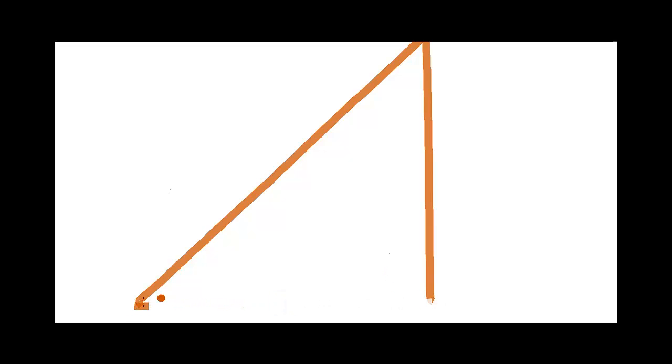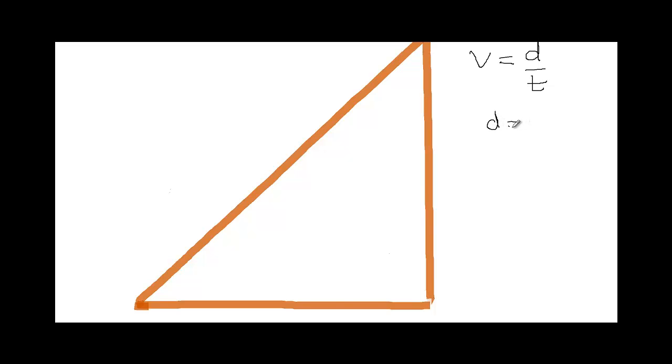So let's draw in our vector for the ship. And there we have it. So this here represents the distance that the light travels according to the observer on Earth. And we know that velocity is equal to distance over time. And that means that distance is equal to velocity times time.